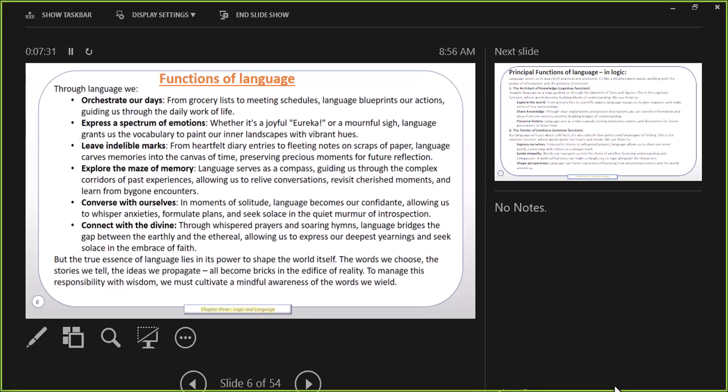Now, we are interested: what are the principal functions of language? What are the principal functions of language in logic? Principal function of language, right? One way or the other, these functions of language are reducible to one or the other of those principal functions. What are those principal functions which are common in logic?